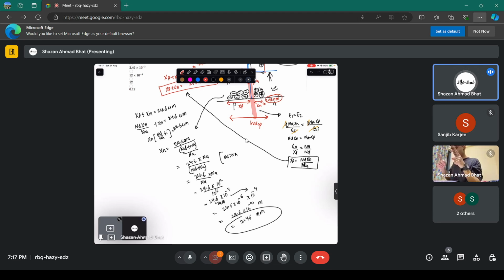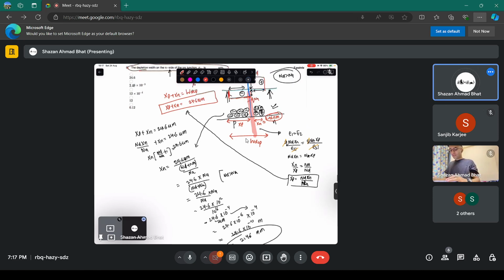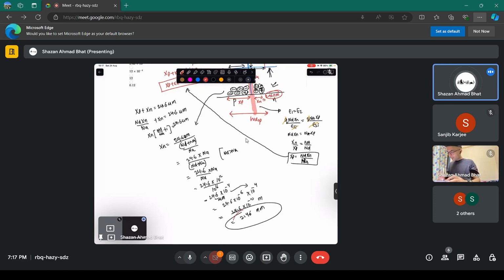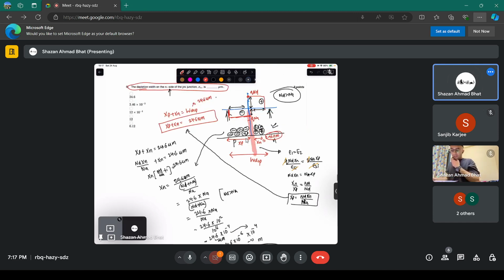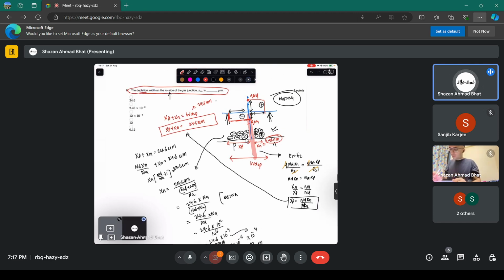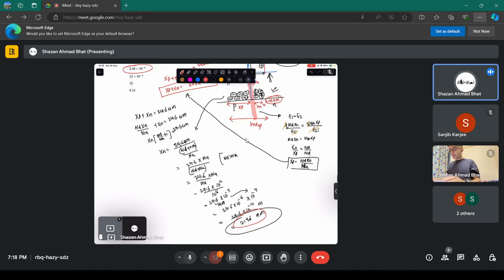Overall depletion width was 24.6 micrometers, but the depletion width spread in the N side is only about 2.46 nanometers, which is very, very small. And the rest of it is spread on the P side. So the answer should be 2.46 nanometers. This has to be in micrometers, so 2.46 times 10 to the power minus 3 micrometers, which is nanometers. Yeah, that's the answer of this question.